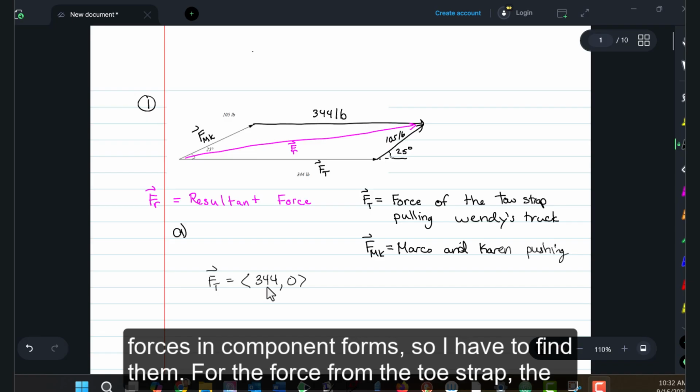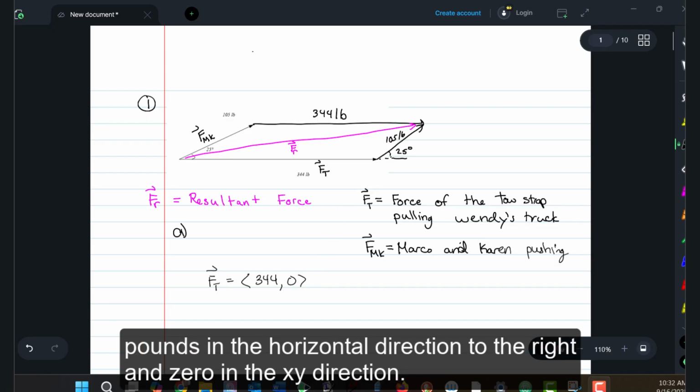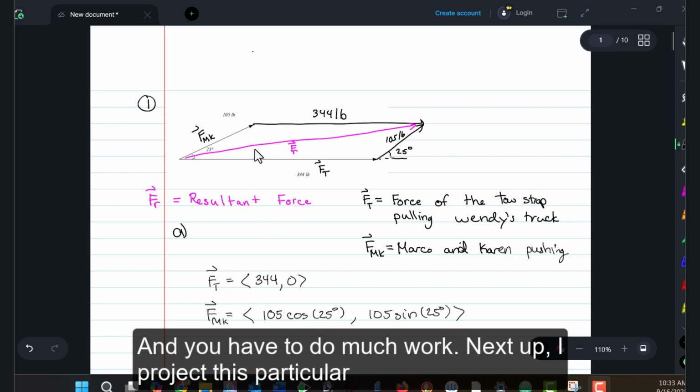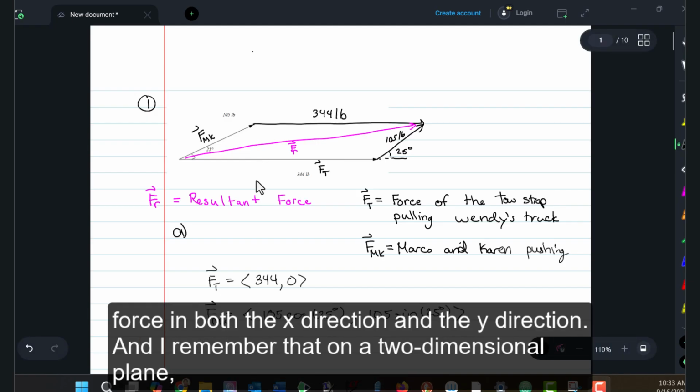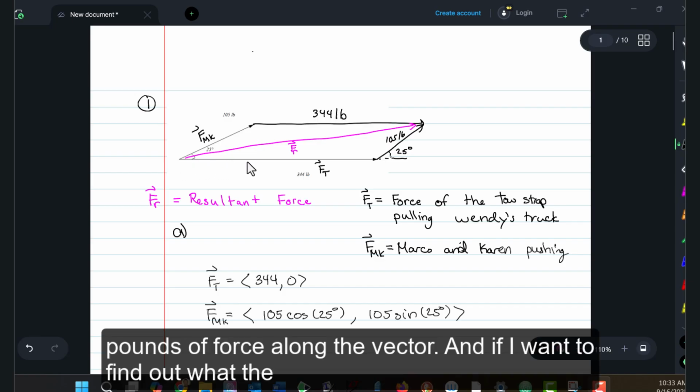For the force from the tow strap, picture-wise, it looks pretty clear that it's only along the horizontal axis, which is pretty much in component form as 344 pounds in the horizontal direction to the right and 0 in the y direction. I didn't have to do much work. Next up, I project this particular force in both the x direction and the y direction. And I remember that on a two-dimensional plane, I can make a right triangle with the hypotenuse being the 105 pounds of force along the vector.